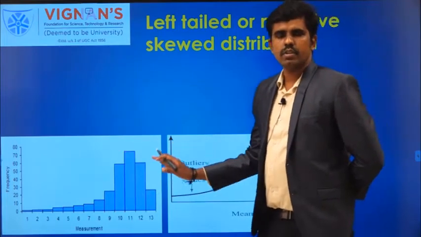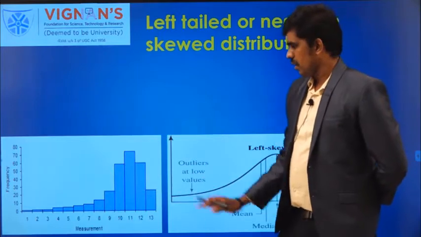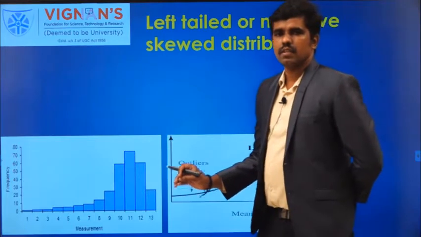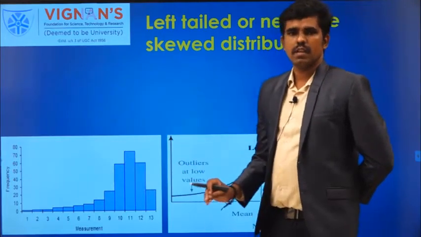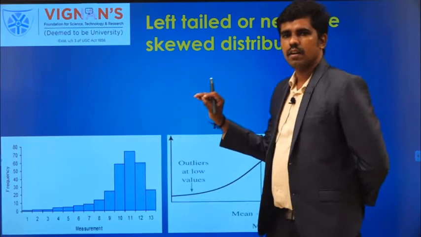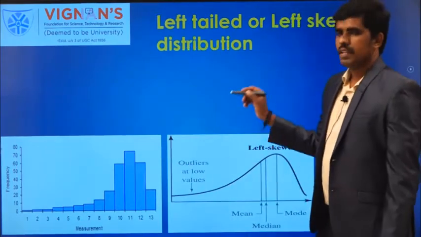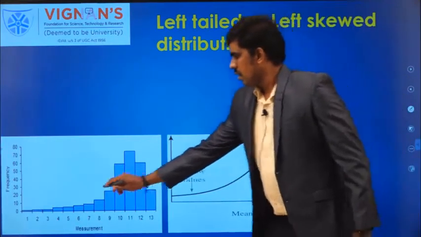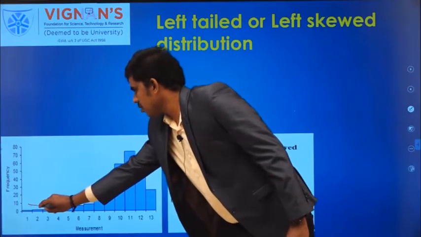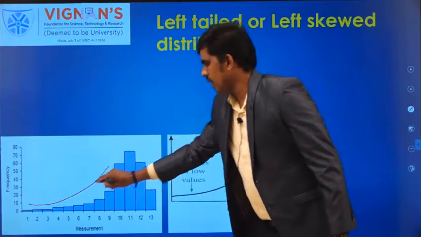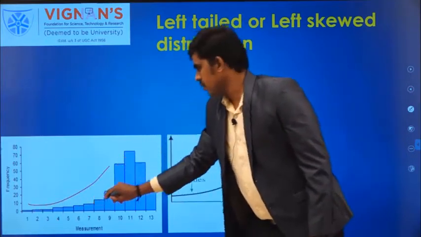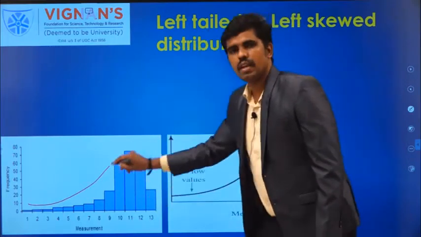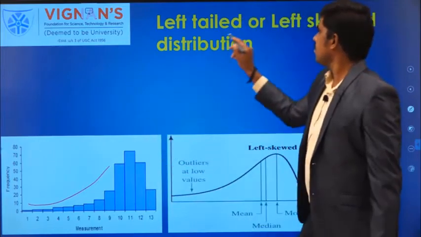So definitely it is a skewed graph. Whether it is positively skewed or negatively skewed, that means whether it is left tailed or right tailed. In the left tailed distribution graph, you will have the long tail on the left side. On the right side, you will have only a short area. That's why it is called left tail.